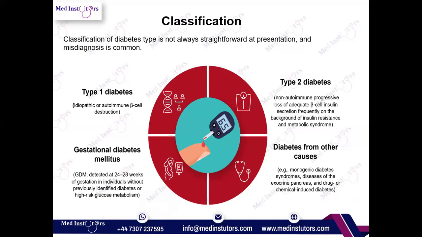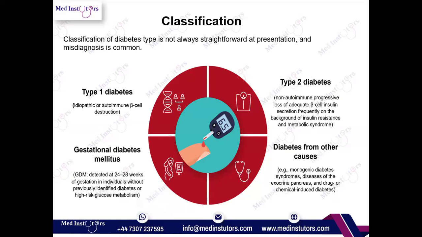And type 1 diabetes, of course, you all know, is an autoimmune disease, and sometimes the beta cells of the islets of Langerhans, where insulin is produced in the pancreas, get destroyed. So that results in type 1 diabetes. And type 2 is essentially a non-autoimmune progressive loss of adequate beta cell insulin secretion, frequently on the background of insulin resistance and metabolic syndrome.